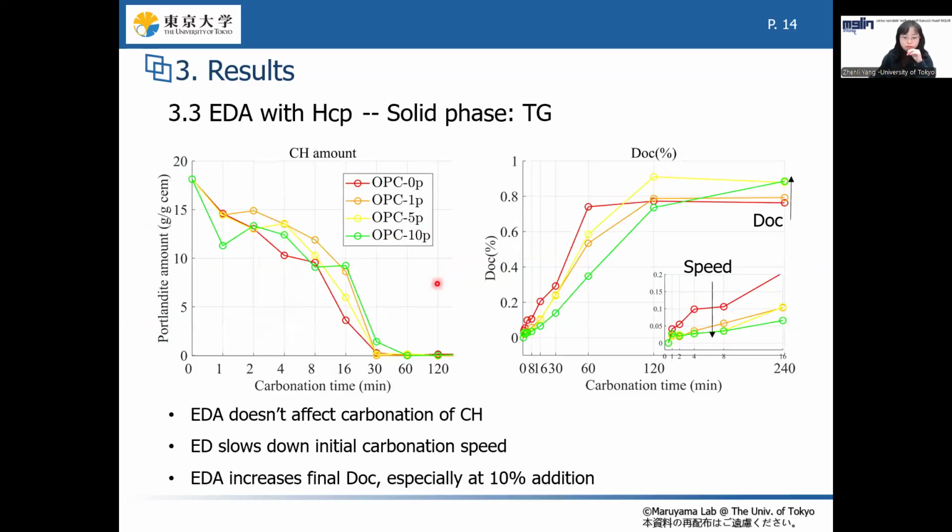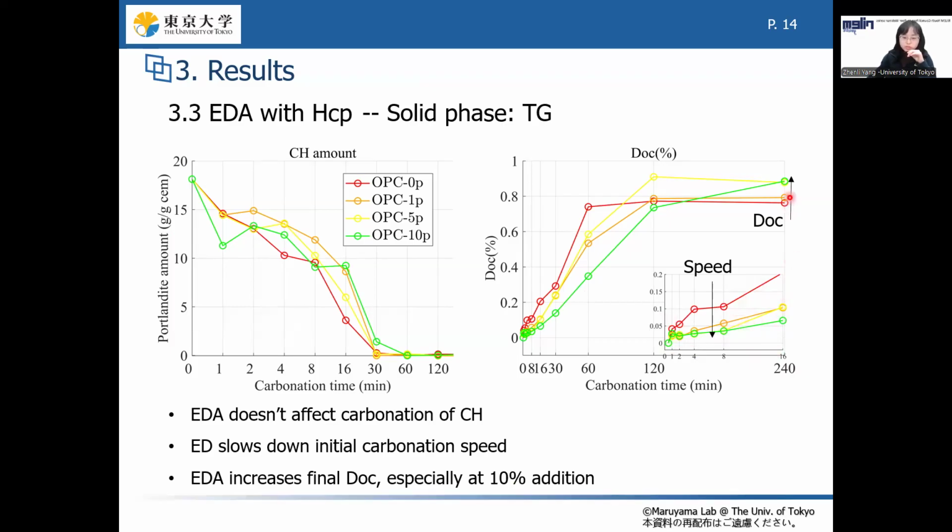This is about the characterization of the solid phase. This is the mass change of portlandite and the carbonation degree in the whole system. On the left figure, the portlandite amount is not changed so much by the different additions. Though the carbonation degree, especially the carbonation speed in the first 16 minutes, is greatly slowed down by the EDA.